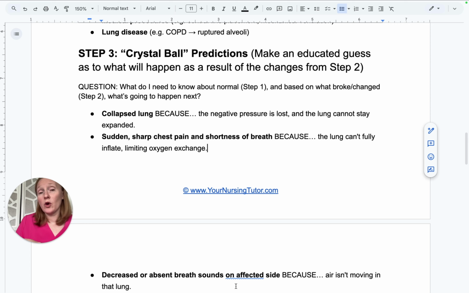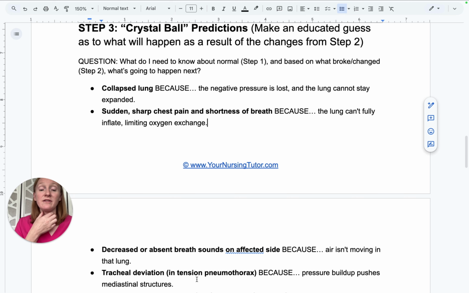So you might even want to go back and add to your step 1 what normal breath sounds sound like, where you would hear them, how you would listen for them, how to use your stethoscope. Because all of that is fair game when you're being asked test questions about pneumothorax. But if the lung is collapsed, the air can't move through because there's no negative pressure, we're not going to have that airflow. We're not going to be able to hear the airflow either.